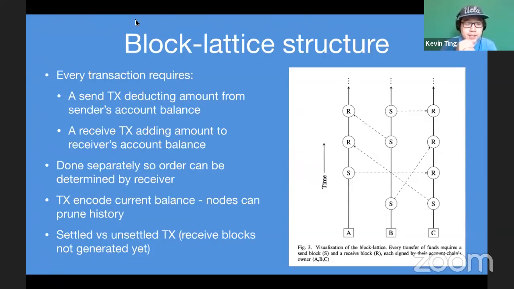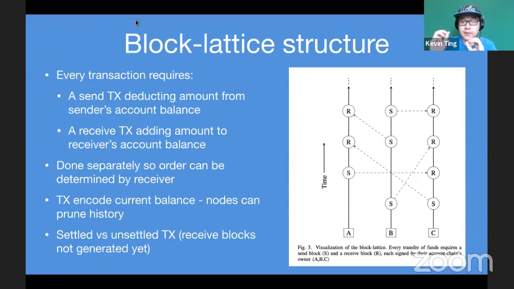Each transaction encodes the account's current balance. This helps with nodes pruning the history, so you don't have to have everything like +2, -6, +10, whatever. You don't need to add it all up every time like in other crypto coins. Instead, you can just look at the latest ones.